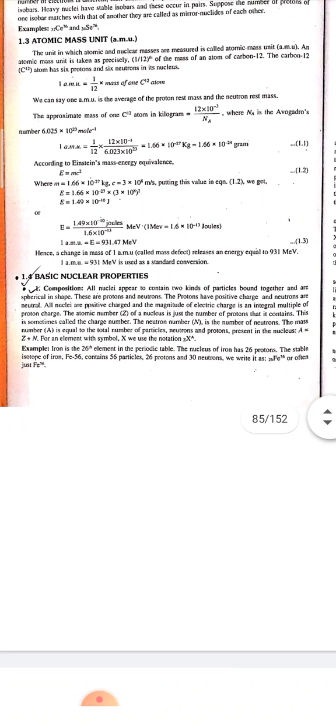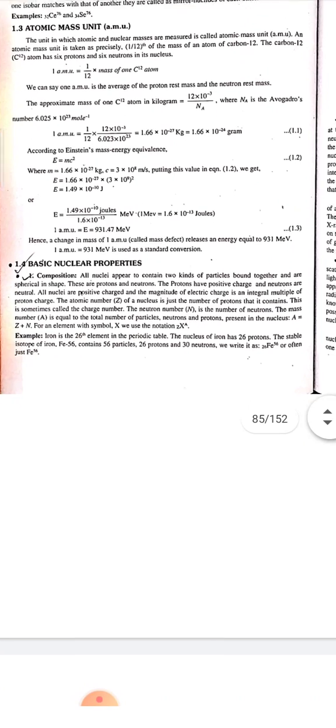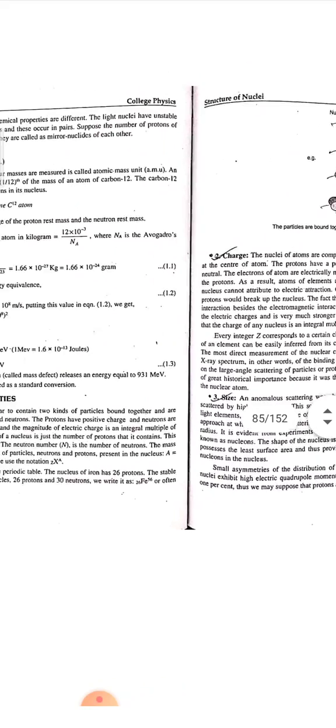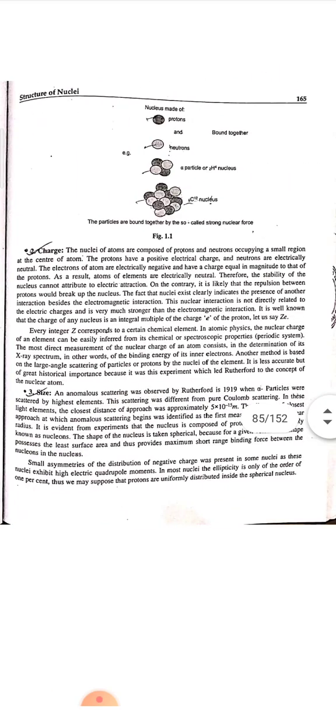The neutron number is the number of neutrons, and the mass number is equal to the total number of particles, that is the neutrons and the protons present in the nucleus. That you have to remember. It may come in the MCQ, as I also said yesterday. Okay. Then the first property we have to talk about is the composition.